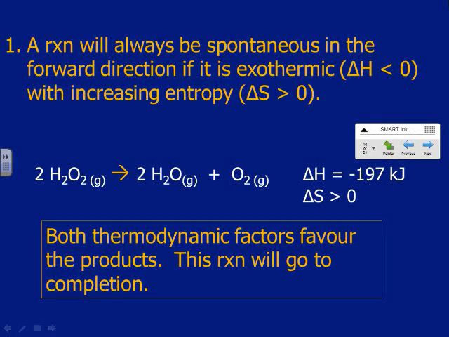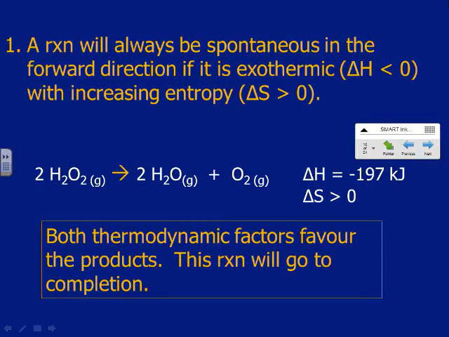A reaction will always be spontaneous in the forward direction if it is exothermic with increasing entropy. So here I've got a quick little table. If I put my enthalpy as positive and negative, and my entropy as positive and negative, we can then find the spots where we're going to have spontaneous or non-spontaneous reactions.